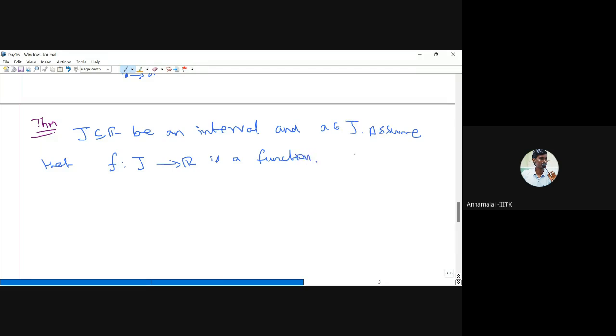So we say f is continuous at a. The function f is continuous at the point a if and only if the limit as x goes to a of f of x exists, and the limit should be f of a. If the limit as x goes to a of f of x equals f of a, then f is continuous at a, provided f is defined at that point a and the limit exists.